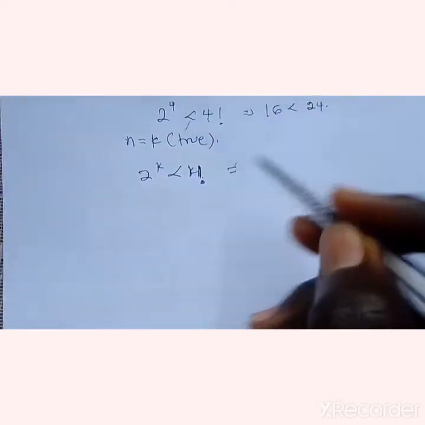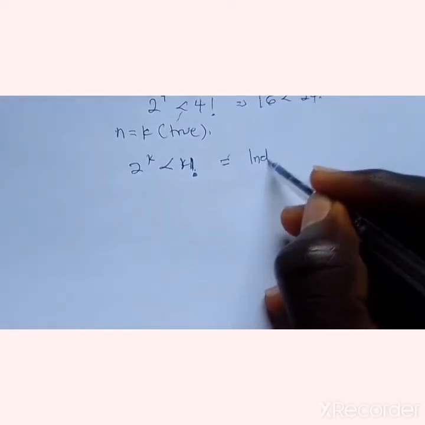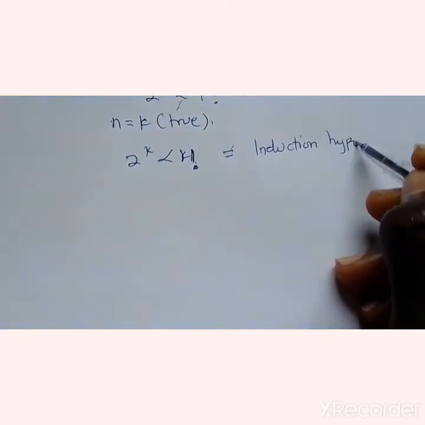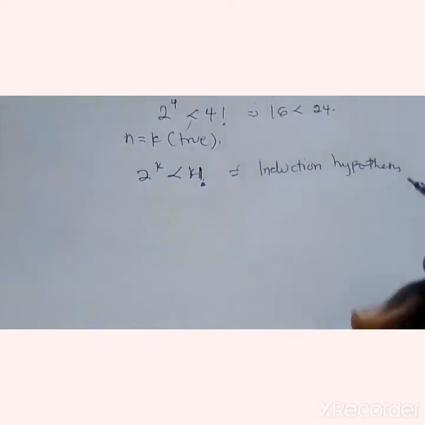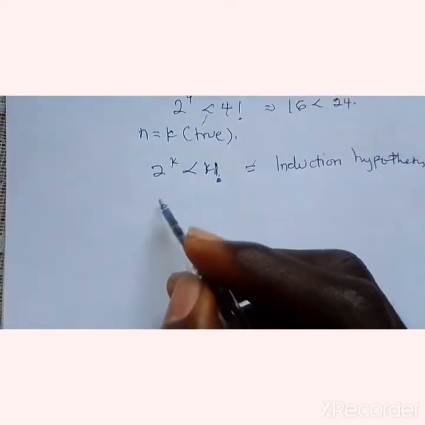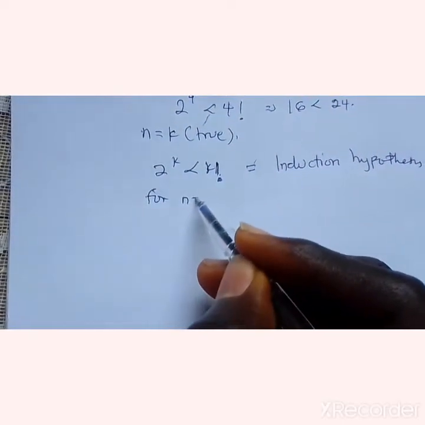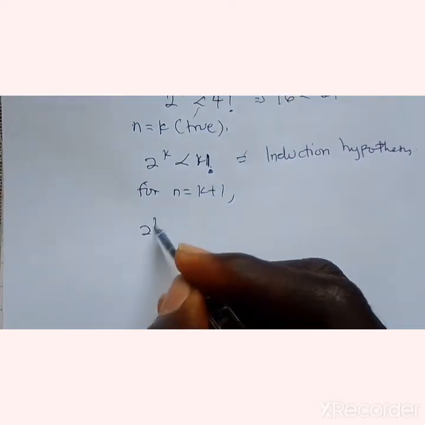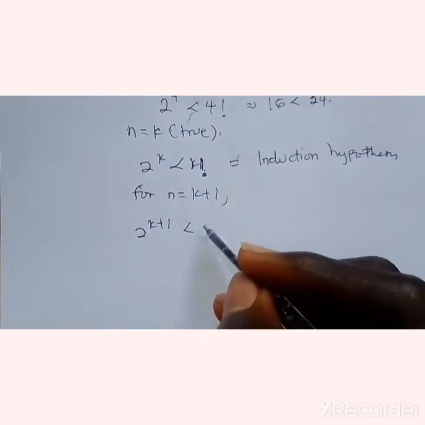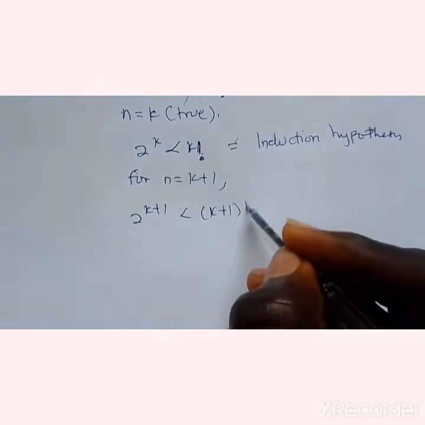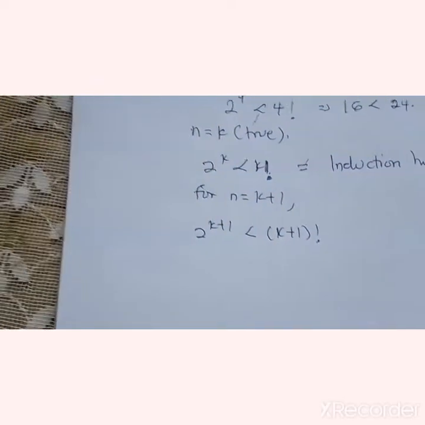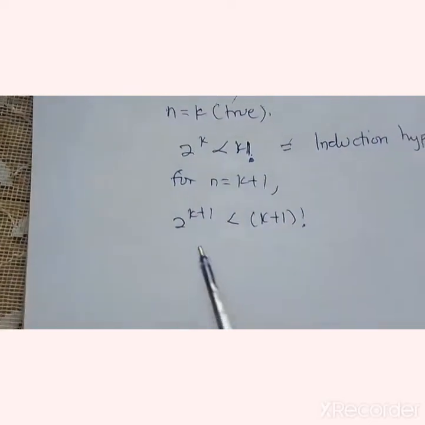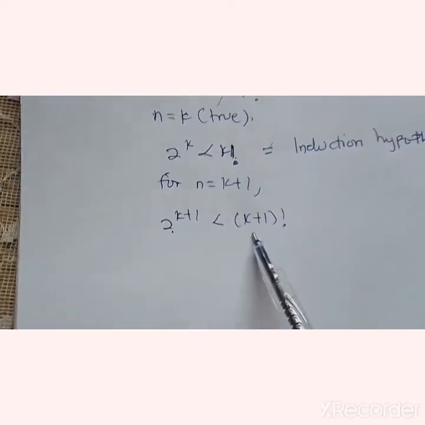So this is our induction hypothesis. So this is true. Now let's see, for n equal to k plus 1, I'll get 2 to the power k plus 1 less than k plus 1 factorial. So at this point, I'll further simplify to show that indeed this side is less than this.